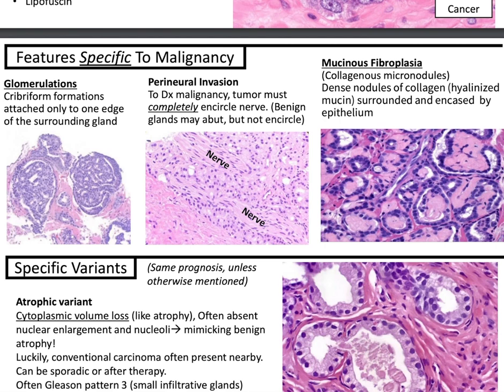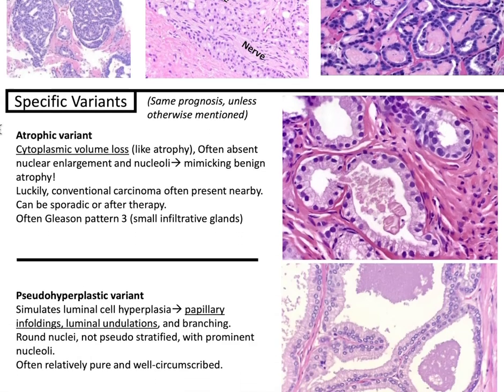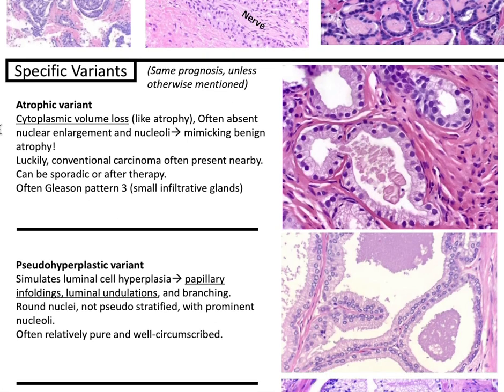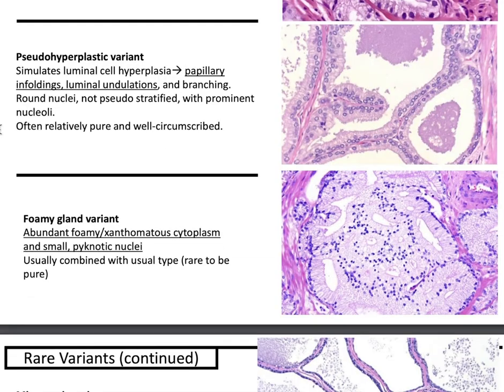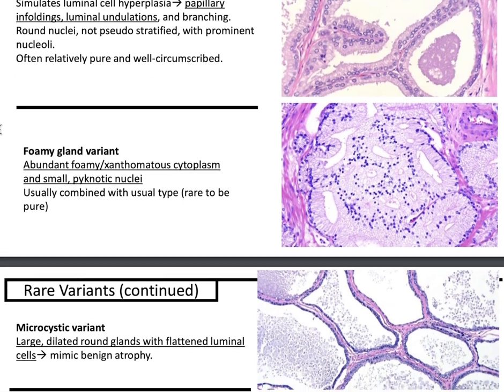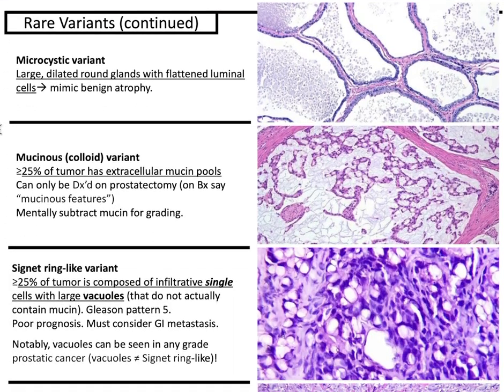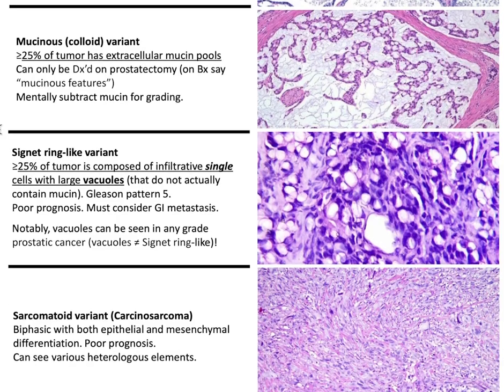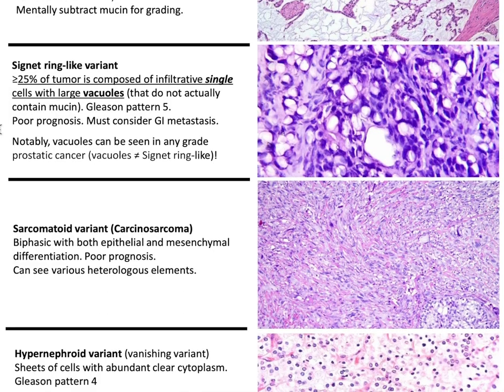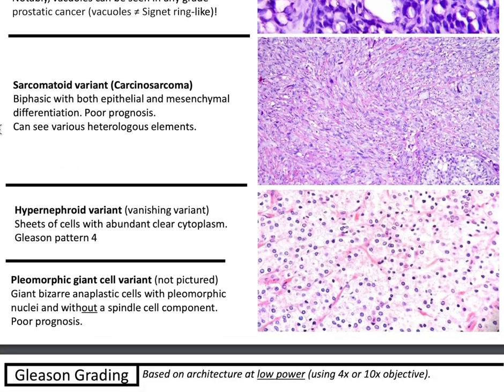And those include 1, glomerulations, 2, perineural invasion, 3, mucinous fibroplasia. There are variants that can mimic benign, and so it's important to know. You can have atrophic variant, pseudohyperplastic variant, foamy gland variant that can mimic Cowper's glands, microcystic variant that can mimic atrophy, mucinous colloid variant, signet ring-like variant, sarcomatoid variant, hypernephroid variant, and pleomorphic giant cell variant.